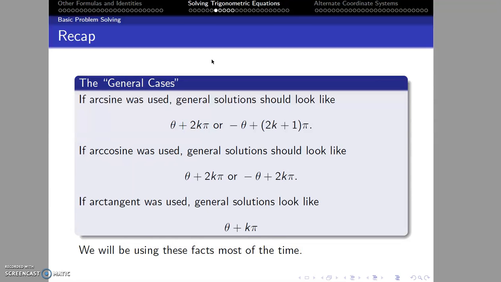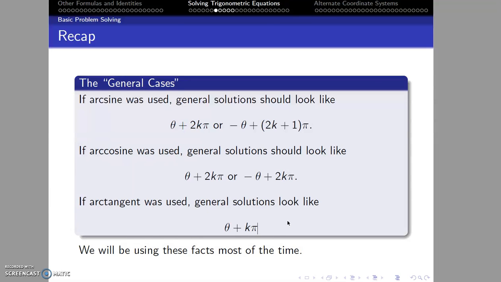If you had arcsine involved, you got a solution. It's probably going to be the case that you're going to have theta plus 2k pi and then maybe negative theta plus pi plus 2k pi, which you can rewrite in this fashion. If you use arc cosine, then because cosine is even, you had theta plus 2k pi, again, and then negative theta plus 2k pi. And if you use arc tangent, you had theta plus 2k pi, and then theta plus pi plus 2k pi, because tangent is periodic with period pi, and that got us all of our solutions. So we will be using that going forward.